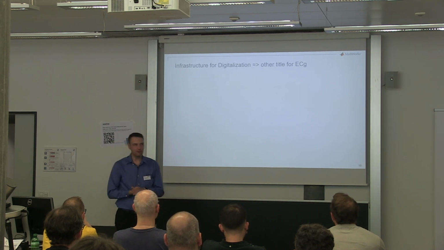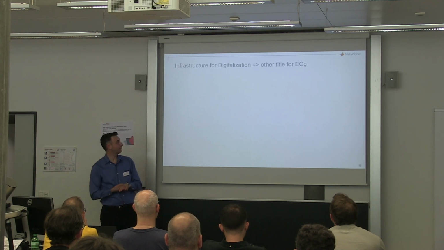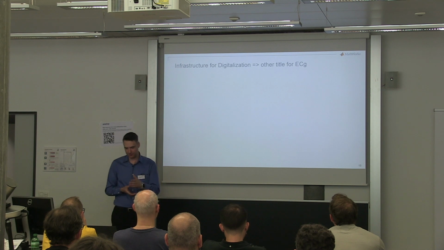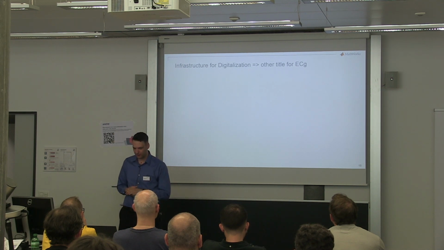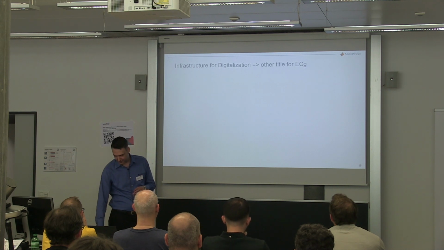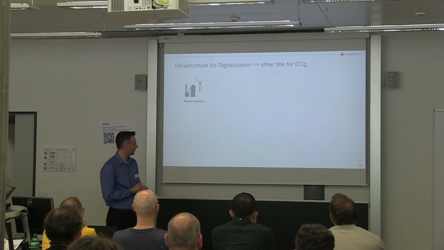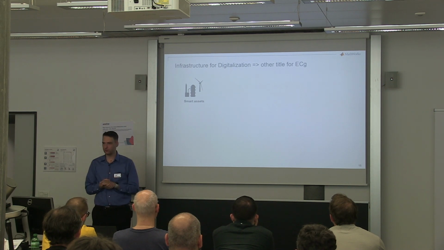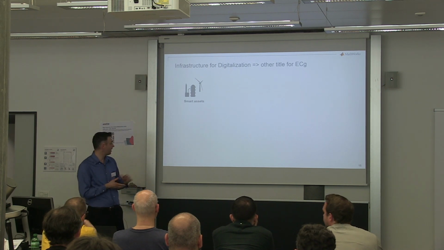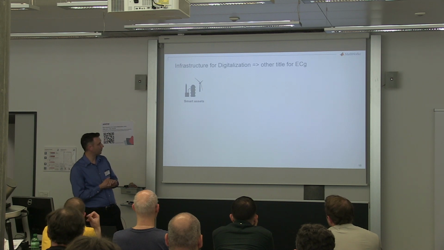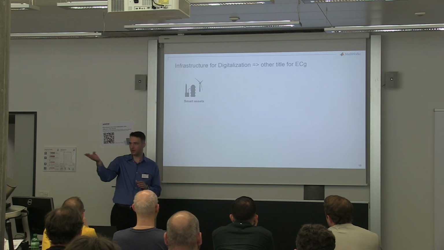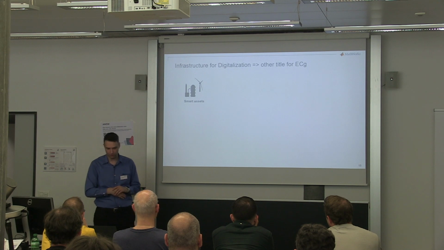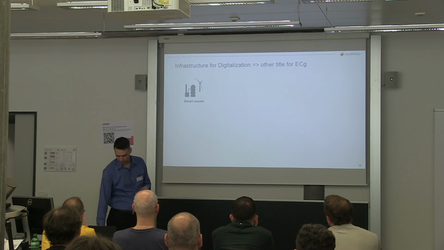So now, when we talk about infrastructure for digitalization, that's the first title I selected. Then there was this proposal for another one, but I'm still not convinced. So let's keep this one. And here the idea is that we have seen over the time that the different companies have defined this infrastructure for digitalization. So on the left-hand side, you can see what we call the smart assets. That's basically the hardware that is passing through to you. That's the edge node, what we call the edge node.